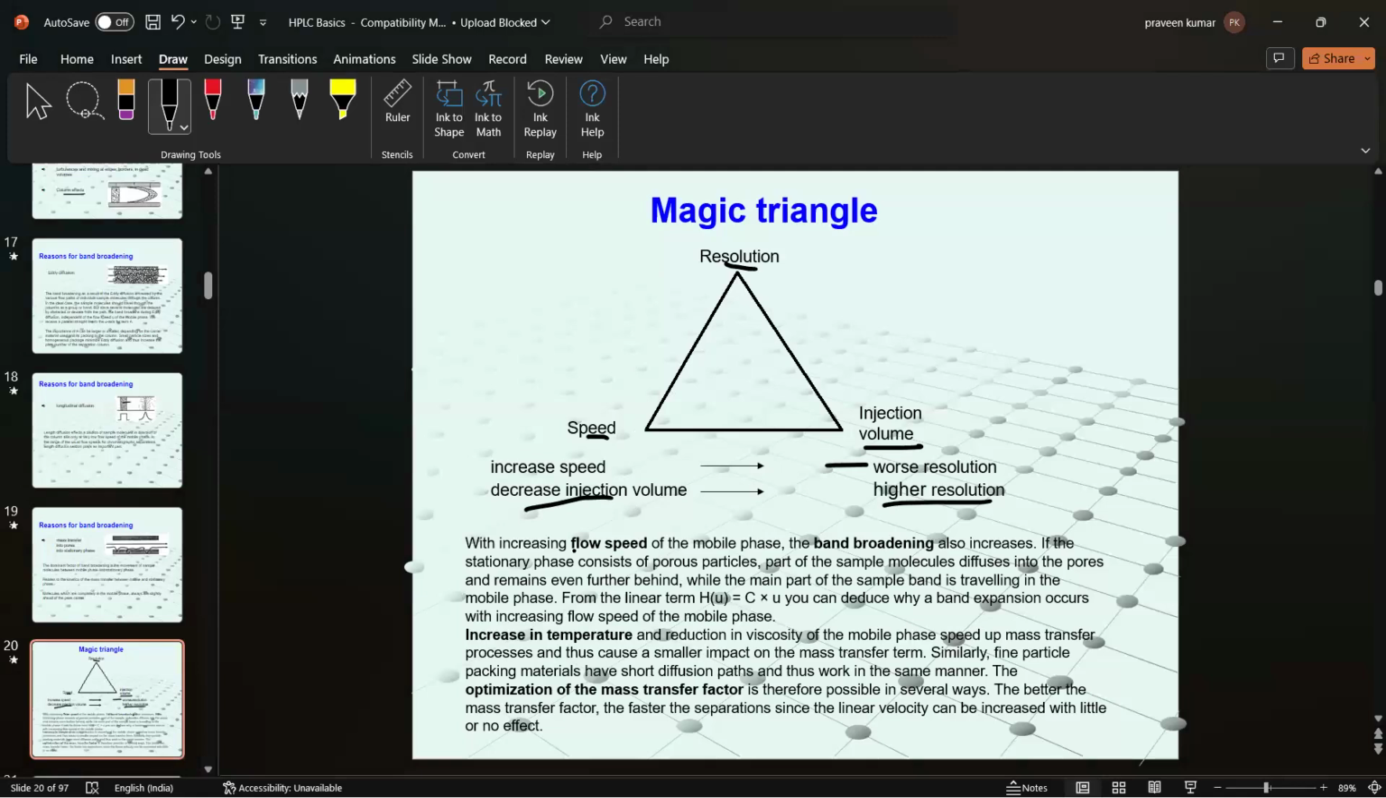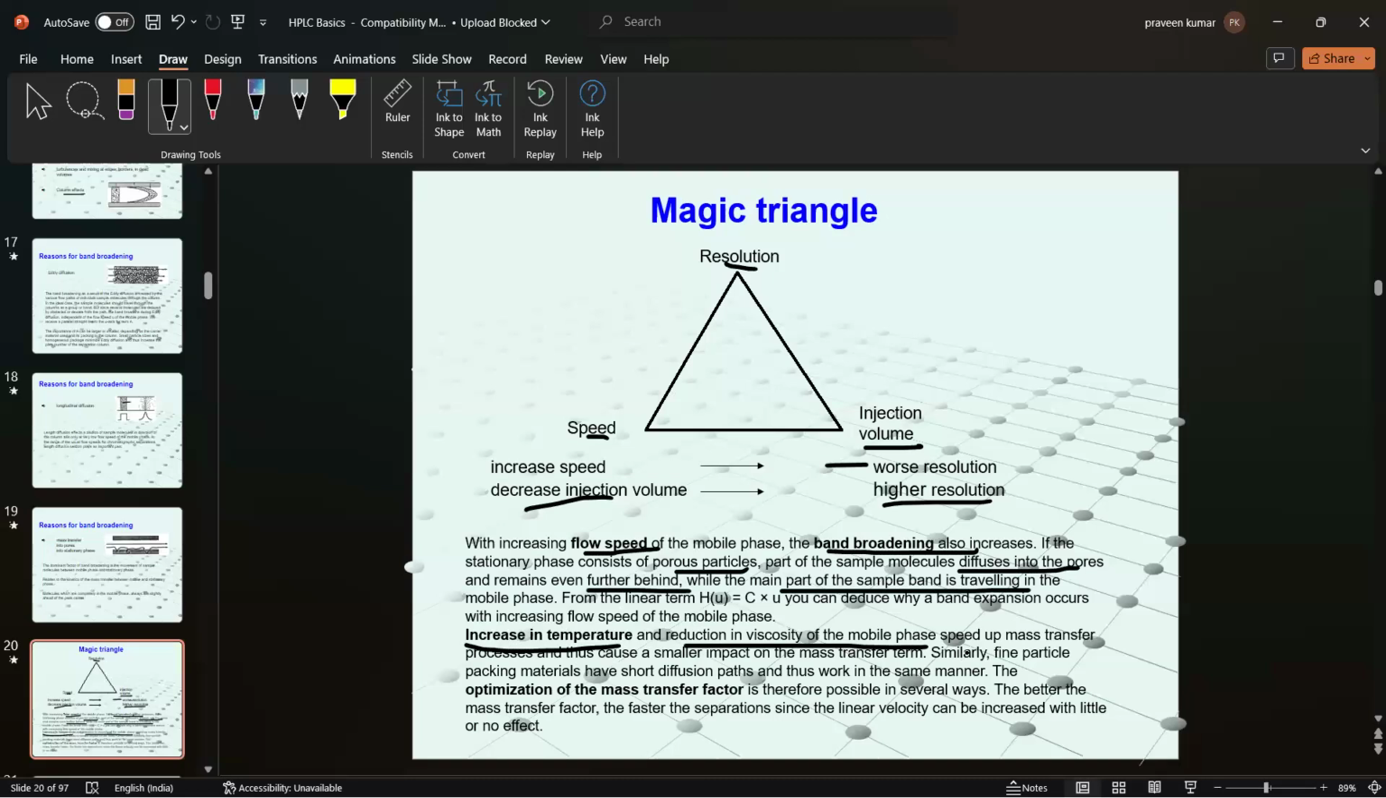So with increasing the mobile phase flow speed, the broadening also increases. If the stationary phase consists of porous particles, part of the sample molecules may diffuse into the pores and remain even further behind, while the main part of the sample band is traveling in the mobile phase.